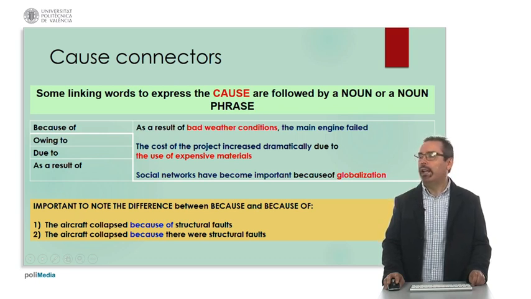It is important to note the difference between because and because of, which is sometimes confusing for students. In example 1, we have because of introducing the cause in the form of a noun phrase: the aircraft collapsed because of structural faults. The second example has exactly the same meaning, but it introduces a sentence: the aircraft collapsed because there were structural faults.